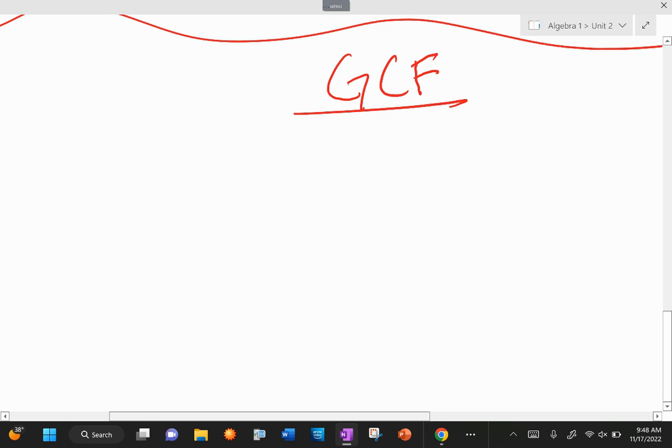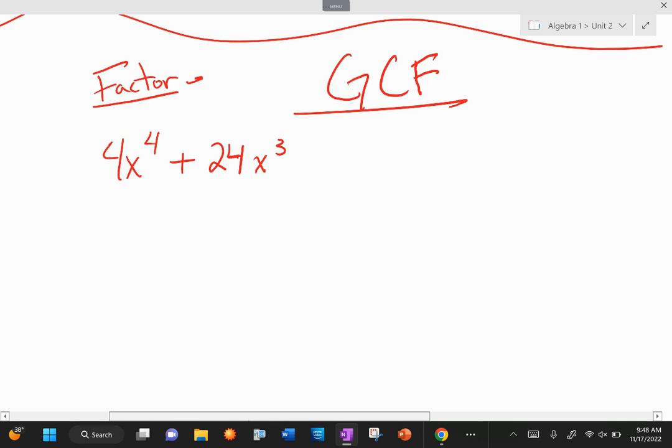Okay, so for this one, let's do 4x to the 4th plus 24x to the 3rd. I would like for you to factor this. Okay? Then solve. Let's see how we do. Factor and then solve. Okay? Don't try and do it on your own. Work with a partner, a friend.